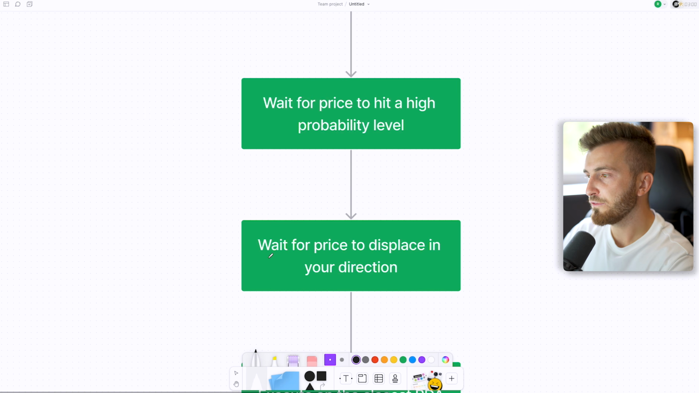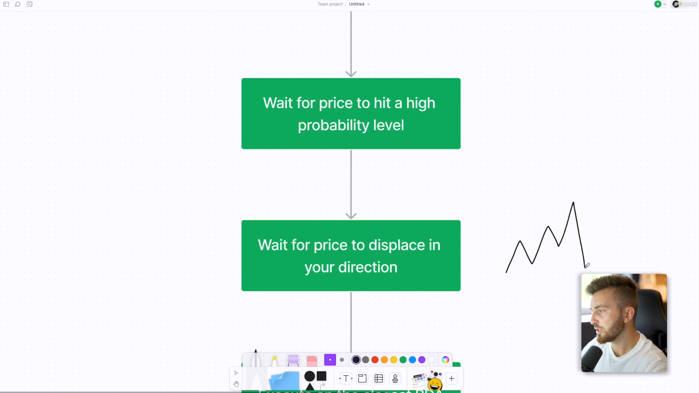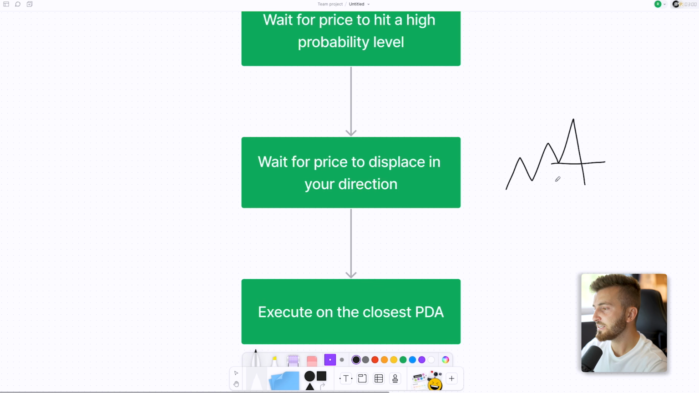And then you wait for price to displace in your direction, which means if you are bearish, you wait for the market to displace and you execute on the closest PD array. So it either is going to be this order block right here, or it's going to be a fair value gap down here. So you set your entry, stop loss above the high, and eventually the market tags you in and goes towards your desired target.